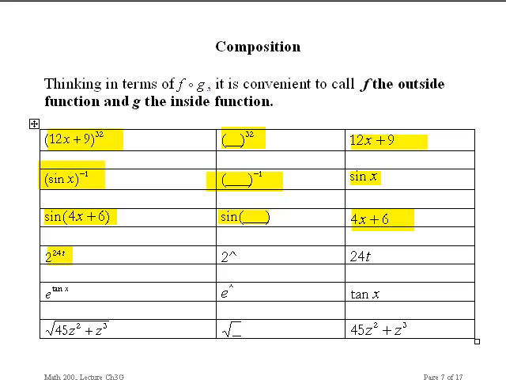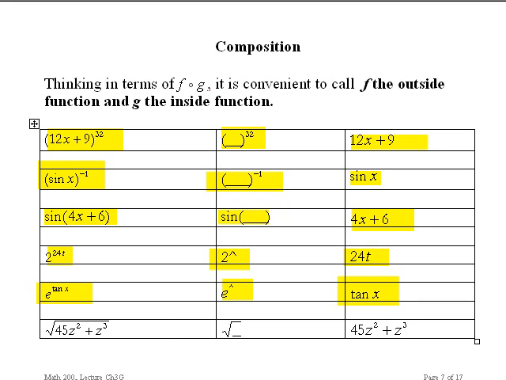In this case, 2 is raised to the power 24t. The outside function is 2 raised to something, and the inside function is 24t. You see all these little functions, the f and g's here, you know how to differentiate already. Here's e to the tangent of x. So the outside function is e raised to some power, e to the x, and you know the derivative of that is e to the x. Now you have the inside function as tangent of x, and the derivative of tangent is secant squared.